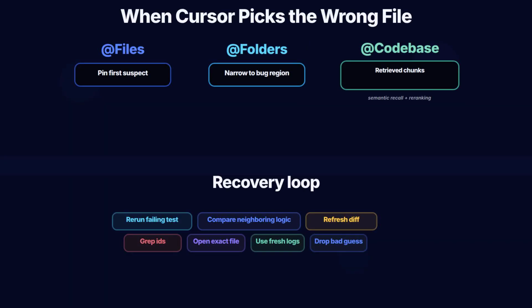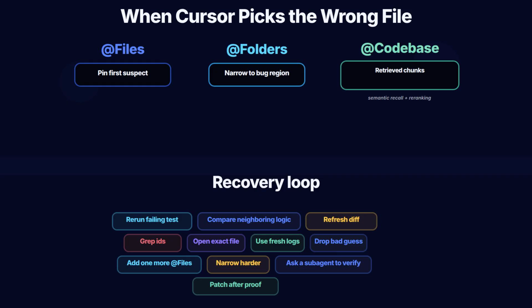This is the most practical Cursor lesson in the whole video. If Cursor opens the wrong file first, do not keep arguing in natural language and hope the next guess improves. Point it harder. Pin the first suspect file with @Files. Narrow the region with @Folders. Use Codebase search for the neighboring retry logic. Then give it fresh terminal evidence from the failing test. That is how experienced Cursor users recover quickly when the first search pass is off. The product is strongest when you treat those controls like instruments, not decorations.